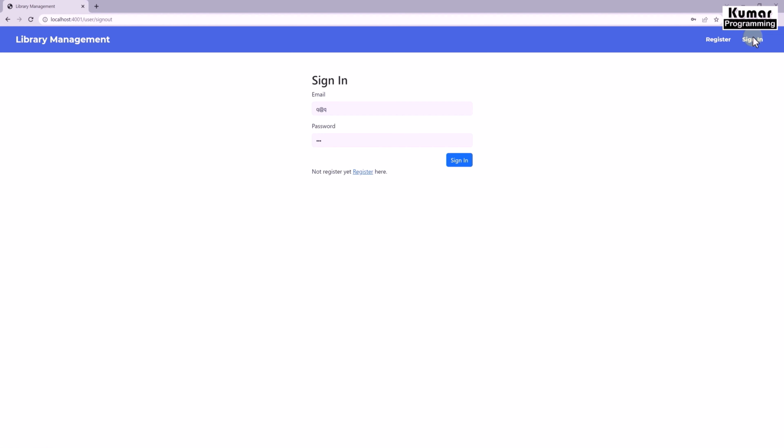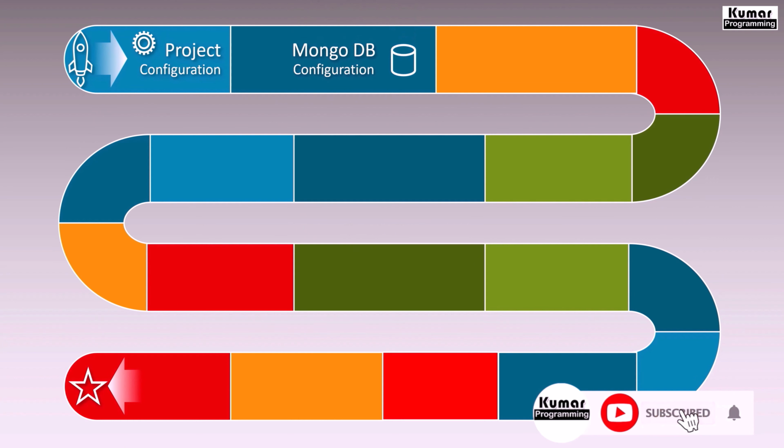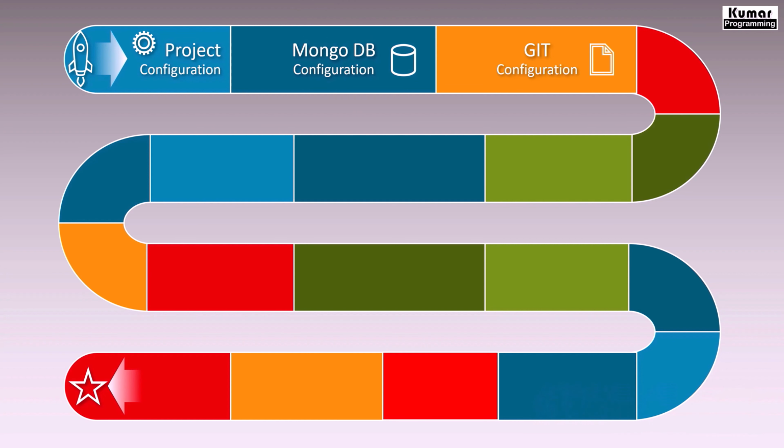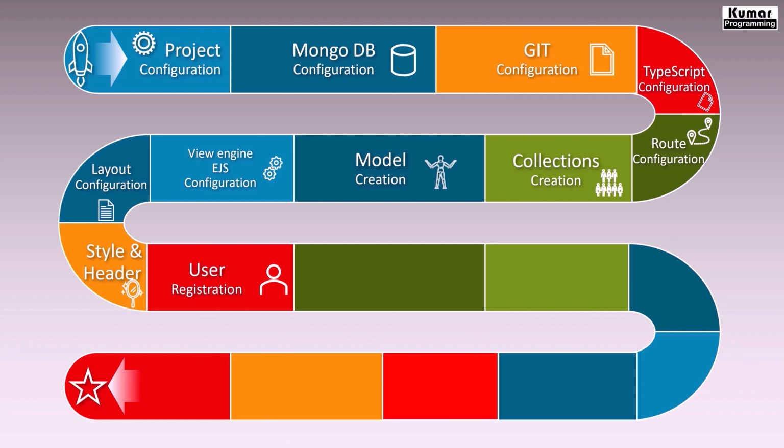Now let's see the roadmap, how we are going to proceed. So first of all we will do the project configuration, and then after that we will configure MongoDB, and after that we will do our Git configuration and upload our project to Git, and then after that we will do the TypeScript configuration, and then we will do the route configuration and its management, and then after that we will create the collection in our MongoDB database, and after that we will do the model creation, and further we are going to configure our view engine, EJS, embedded JavaScript, and after that we will do our layout configuration where we will create our header, footer and body, and after that we will do our style and header.